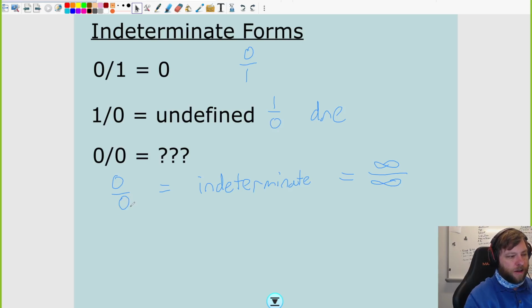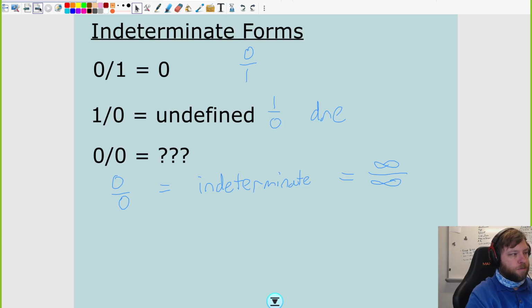You can't say it's undefined. It's not really undefined, does not exist. Not 0. You don't cancel these off and say, oh, they just cancel out and it's 1. Doesn't work that way. It's in the form that created this, we cannot determine what it is. So we must either apply different rules or change it to a different form.